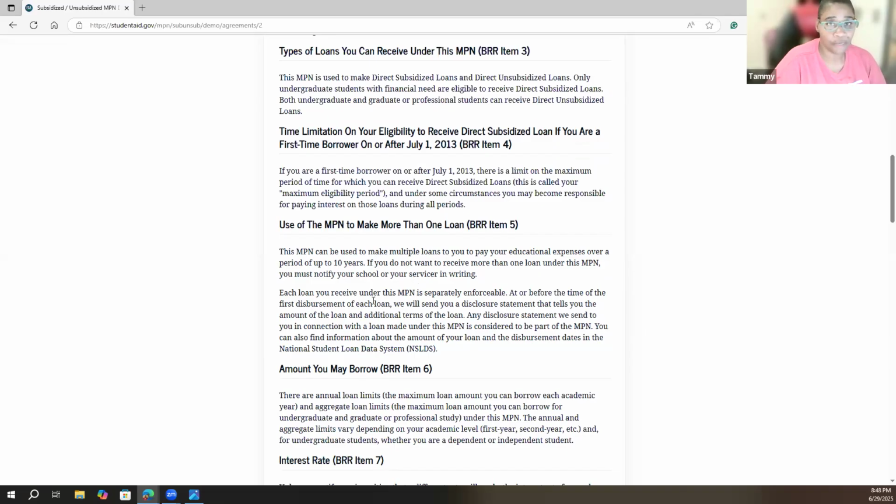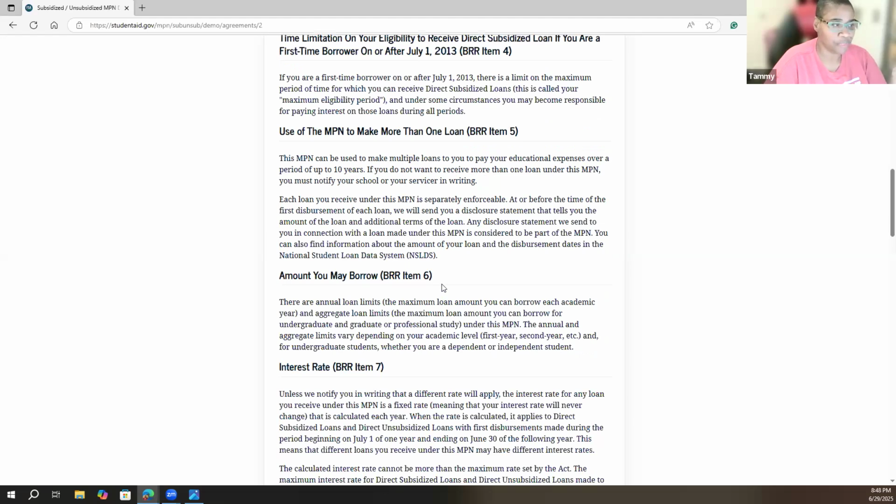So a lot of you may be looking for multiple master promissory notes, but you may have only signed one time. Because like it says, it can be used to make multiple loans to you to pay your educational expenses over a period of up to 10 years. Now that can change for some other reasons, but for the sake of this, if you have just one master promissory note, it can be used for multiple loans, okay? All right, so let's keep going.